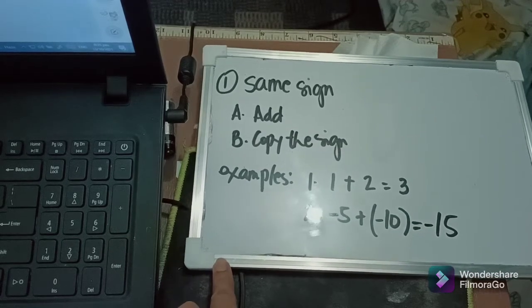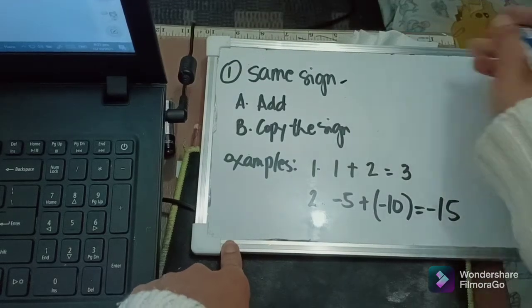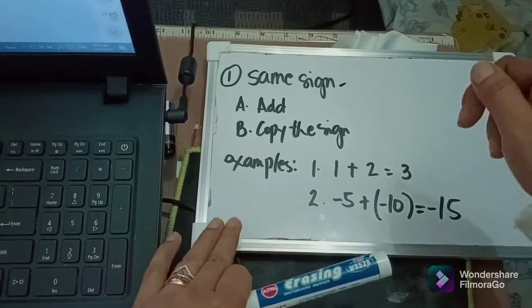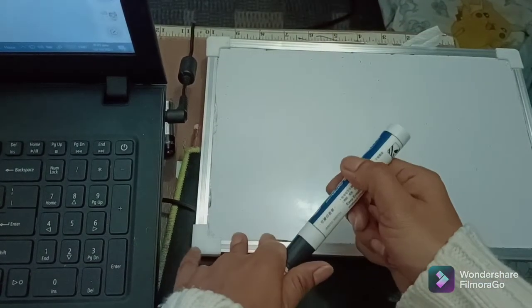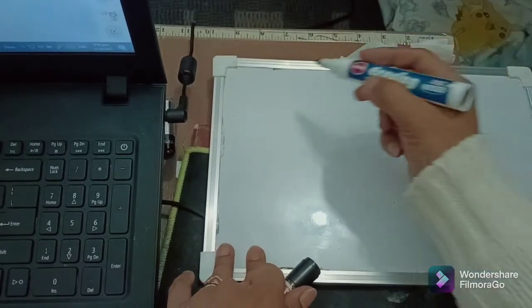Kapag pareho ang sign, same sign, so this is still addition. Ganun lang. Now, let's go to unlike signs. What if the integers have unlike signs?